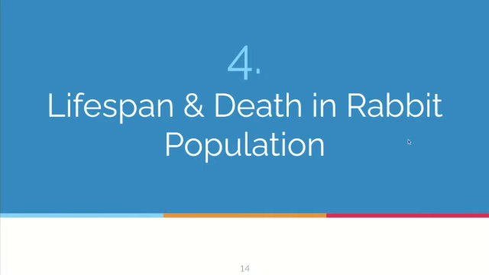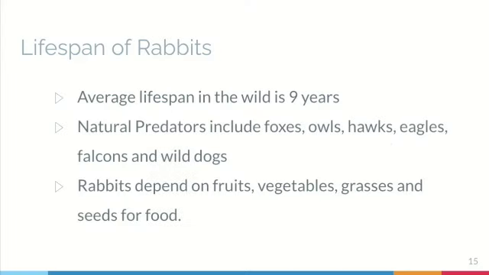The lifespan and death in rabbit populations. The average lifespan of a rabbit in the wild is 9 years. Natural predators of rabbits include foxes, owls, hawks, eagles, falcons, and wild dogs. Rabbits will depend on fruits, vegetables, grasses, and seeds for food.